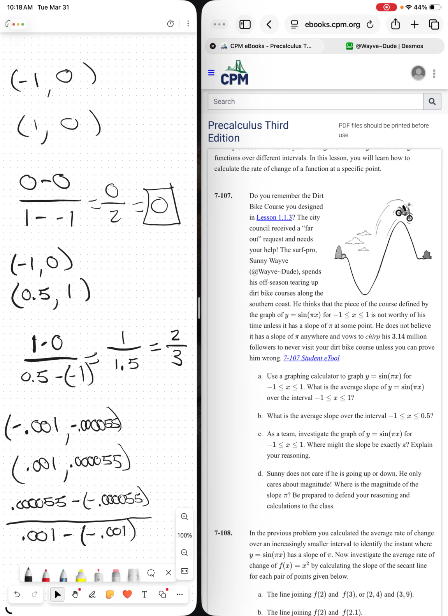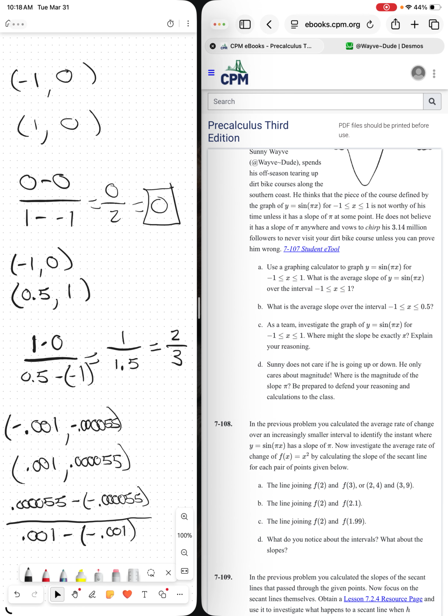Let's go back up and grab these and do this again. If we use 0 as one of them, if we use 0 as a point, what's the sine at 0? It's 0.